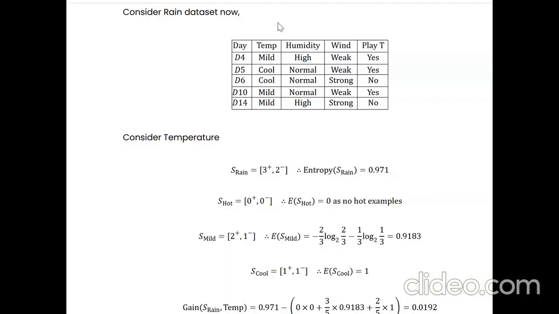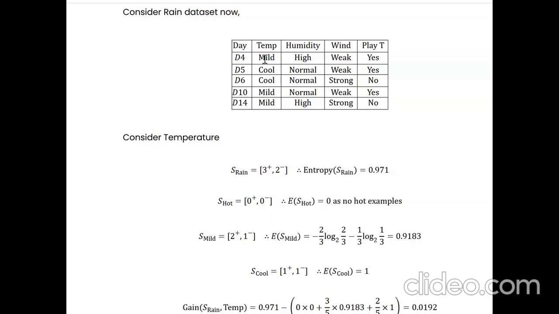We will now proceed with the rain branch, and therefore we'll take the rain data set. So we have these records D4, D5, D6, D10 and D14. Now we'll take the first attribute, that is temperature. Before that we'll calculate the entropy of rain, which we have earlier calculated as 0.971. Now we'll consider the values of temperature. The values are hot, mild and cool. For hot, there are no instances, so 0 positive, 0 negative. Therefore entropy of S hot is 0 as there are no hot examples.